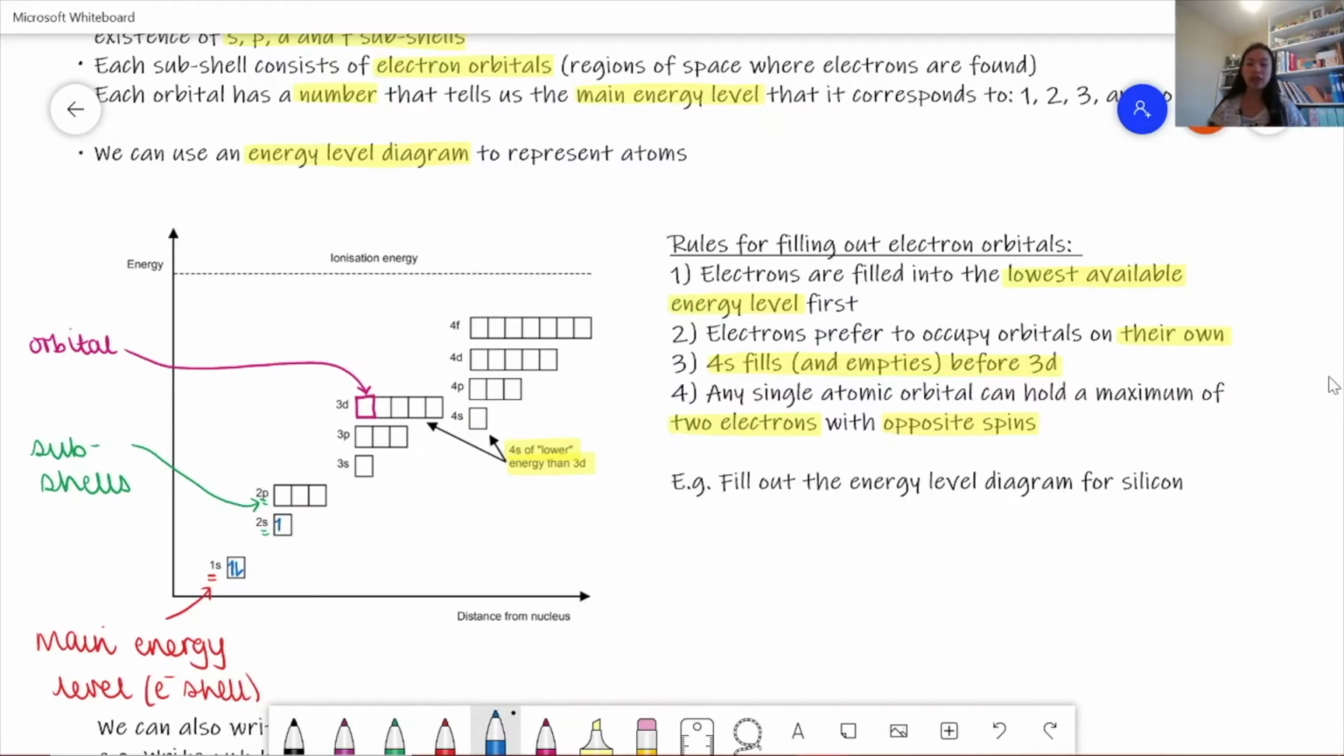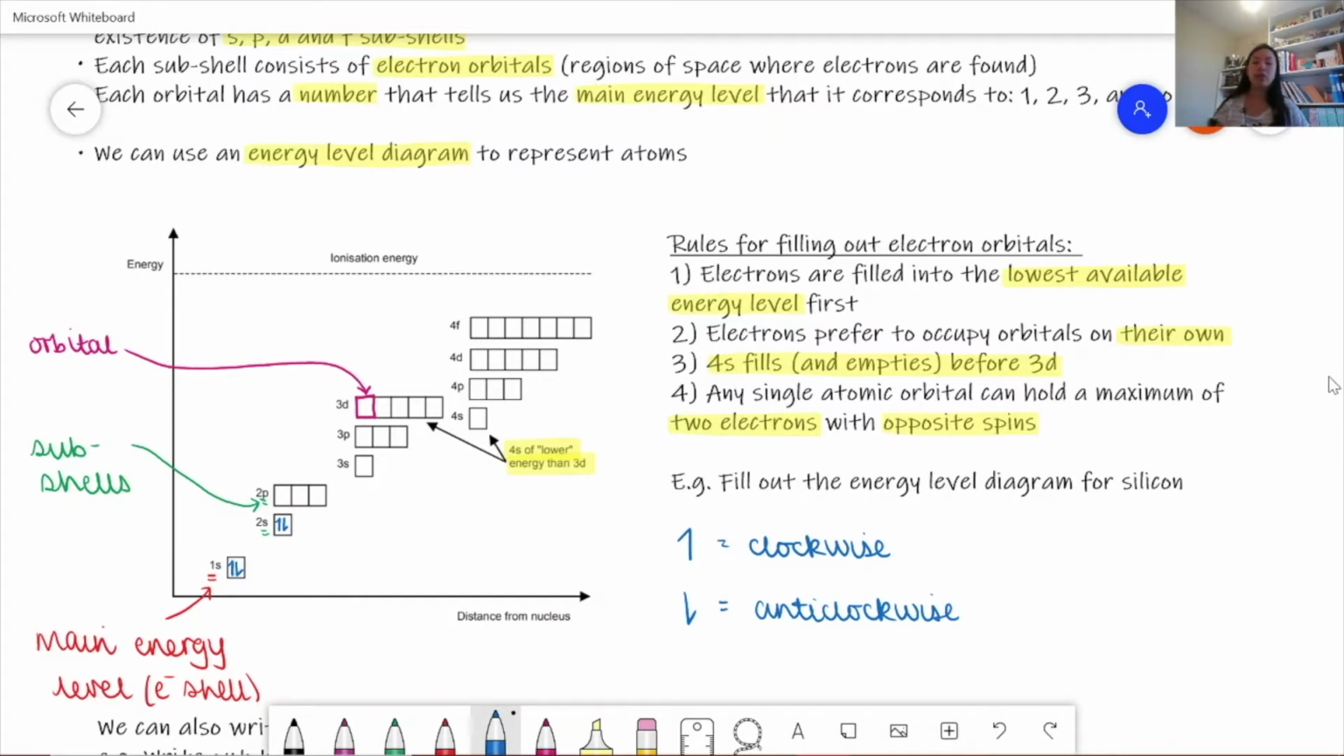So we have another 2 electrons, and I draw them like this because this indicates the spin. So we have one which is spinning, let's say, clockwise, and the other one which is spinning anti-clockwise. And then we fill out 2p.